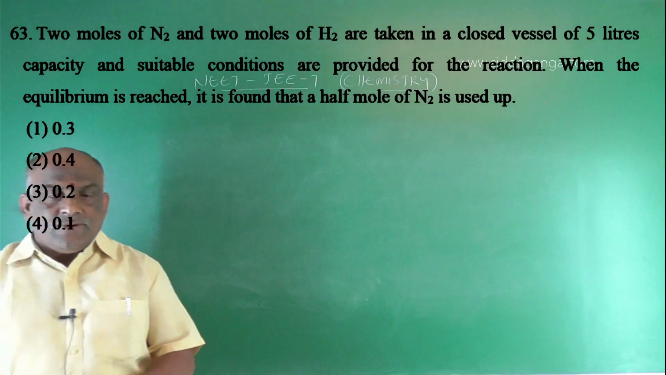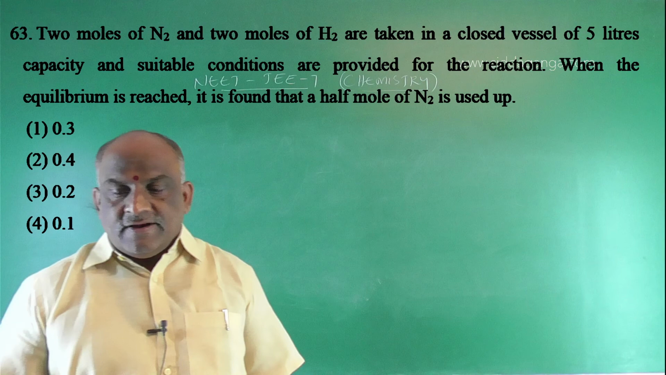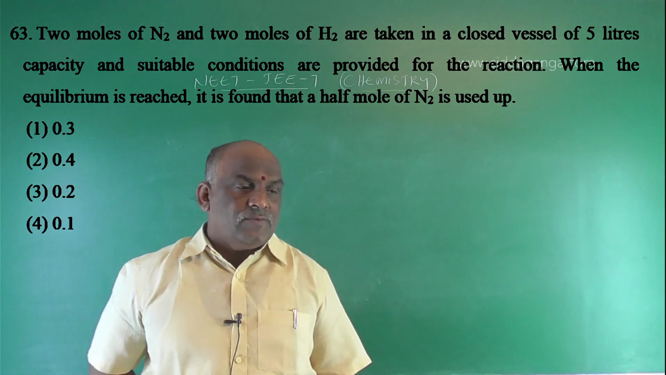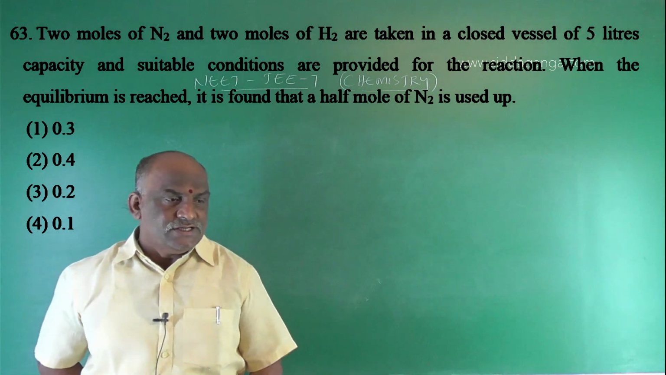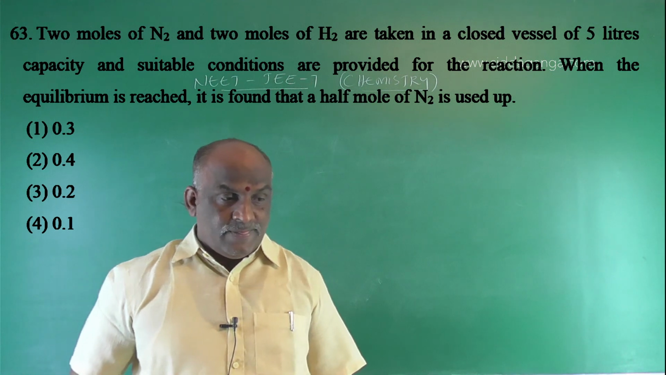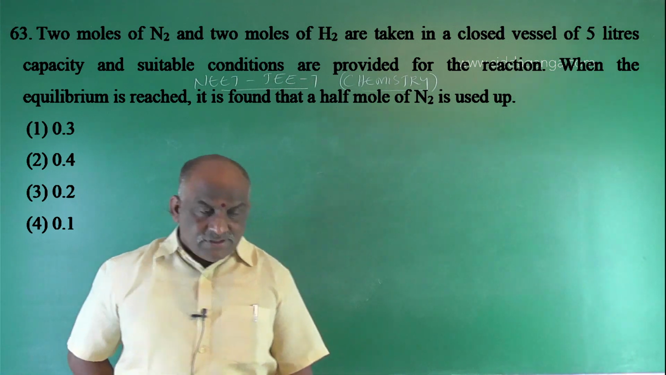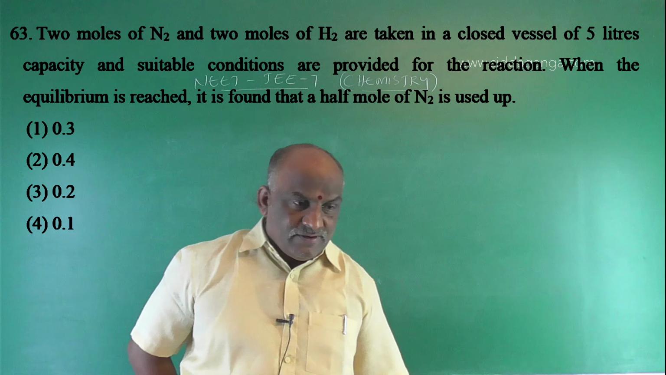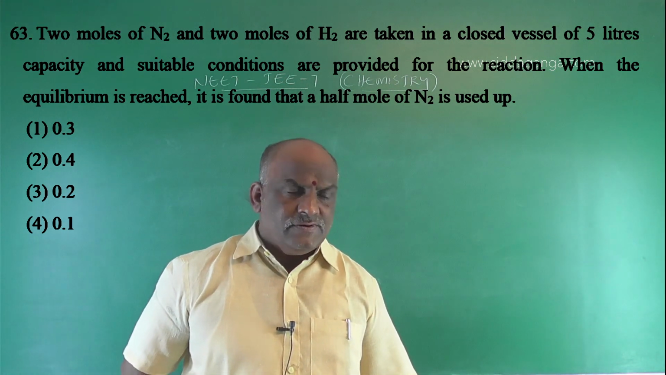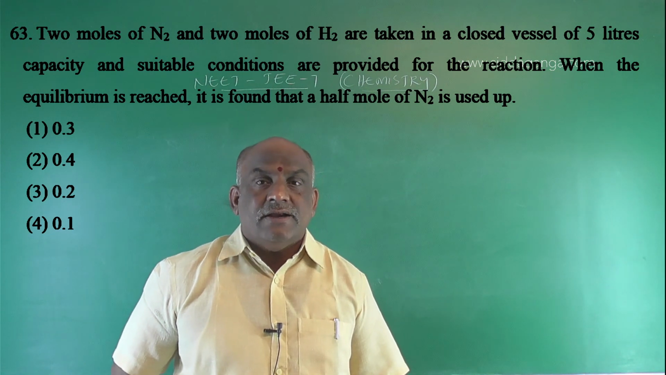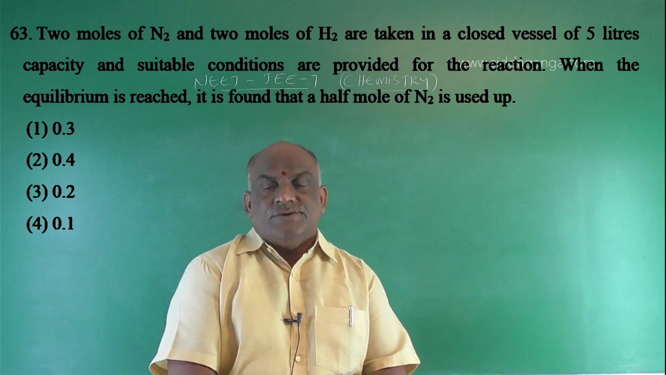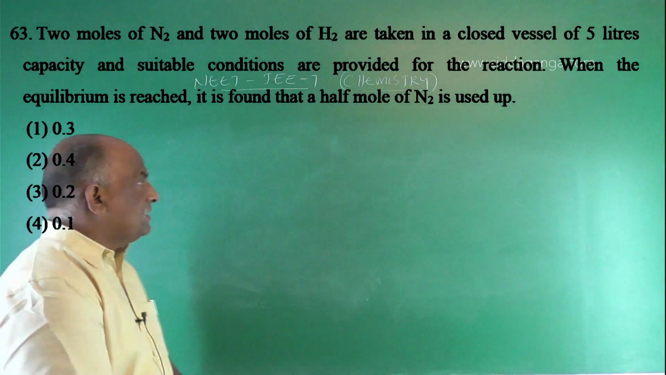Two moles of N2 and 2 moles of H2 are taken in a closed vessel of 5 liters capacity, and suitable conditions are provided for the reaction. When the equilibrium is reached, it is found that half a mole of N2 is used up. Something is missed in this question, and we should add some point, my dear students. This is an incomplete question. Calculate the concentration of NH3 at equilibrium. That is the question. Concentration of NH3 at equilibrium is what?